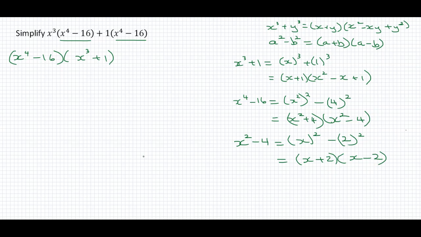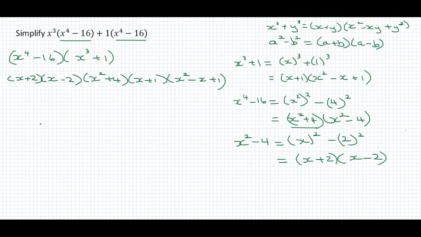So now we're going to rewrite this using all the factors that we've been able to derive. So x to the power of 4 minus 16. We need to pay attention to the details here. Let's start off with (x plus 2)(x minus 2), so (x plus 2) multiplied by (x minus 2). And we can't forget (x squared plus 4). And then x cubed plus 1 is going to give us (x plus 1)(x squared minus x plus 1). So now let's go ahead and rewrite this so it looks very clean.